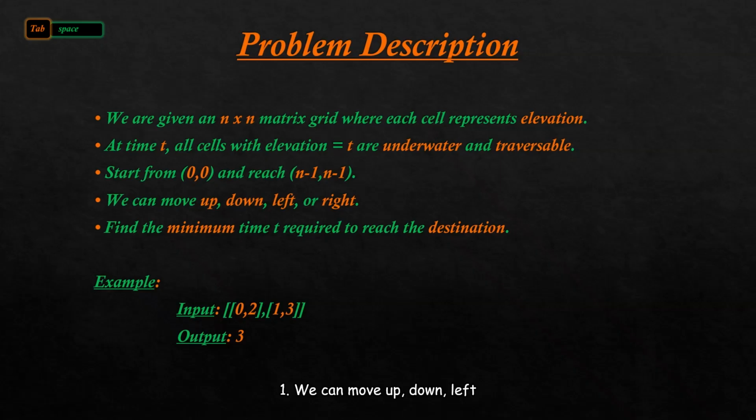We can move up, down, left or right, but only through cells that are submerged or equal to the current water level. The challenge is to determine the minimum time t at which it becomes possible to reach the destination. In other words, how long must we wait before there exists a connected path from the top left to the bottom right cell? For example, if the grid is 0, 2, 1, 3, we find that the answer is 3. It means we must wait until the water level rises to height 3 before the path becomes connected.